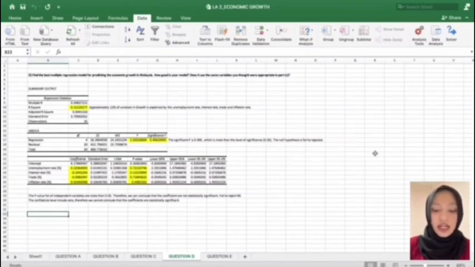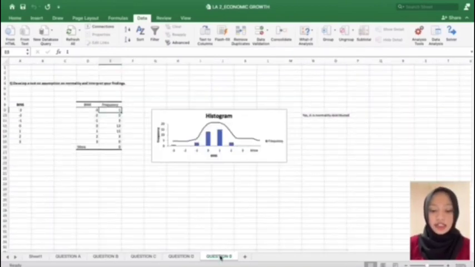So the null hypothesis fails to be rejected. The p-values for all independent variables are more than 0.05. So we can conclude that the coefficients are not statistically significant. And the last question is question E.